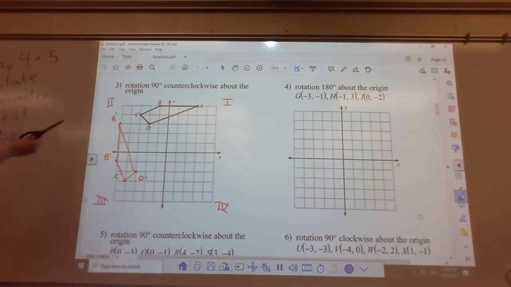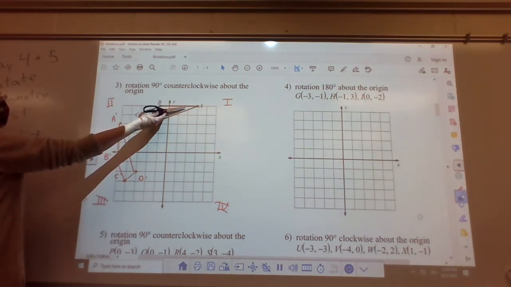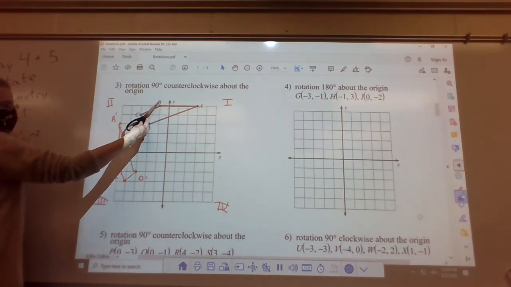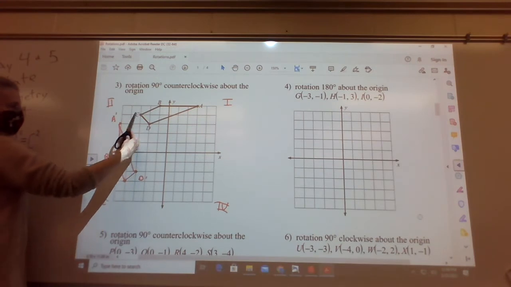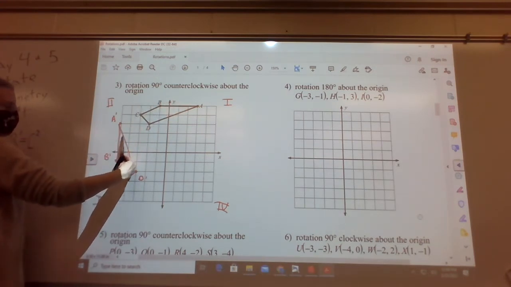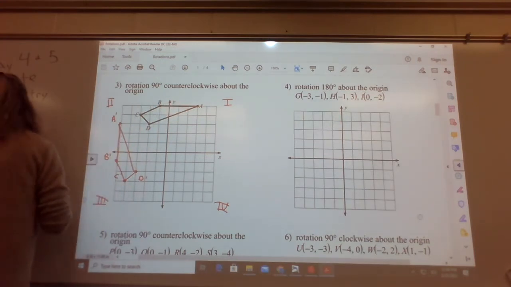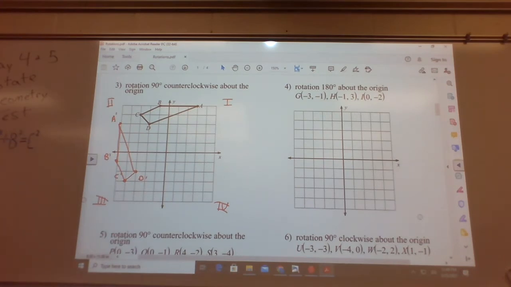So I was here, almost the shape of a pair of scissors. I went 90 degrees, and it spun down to here. So 90 degrees counterclockwise. Like I said, I always think about where is it headed, and then switch the numbers. I don't think about positive, negatives. I think that just gets really confusing. Just think of where it's headed. Number 3, are we okay?